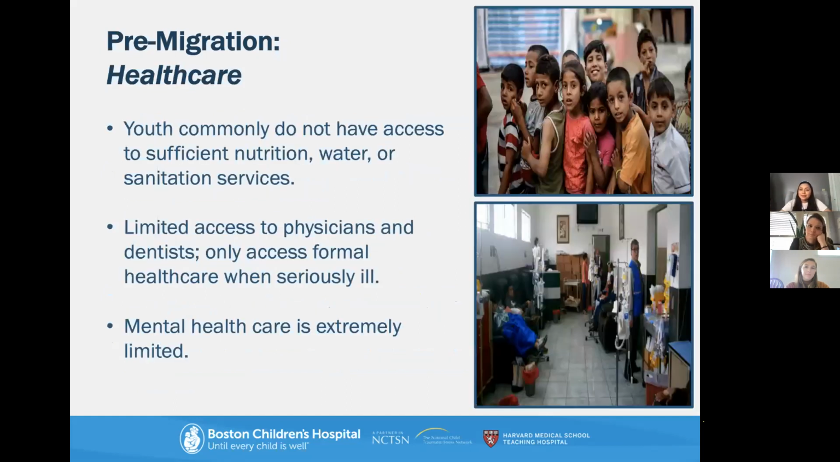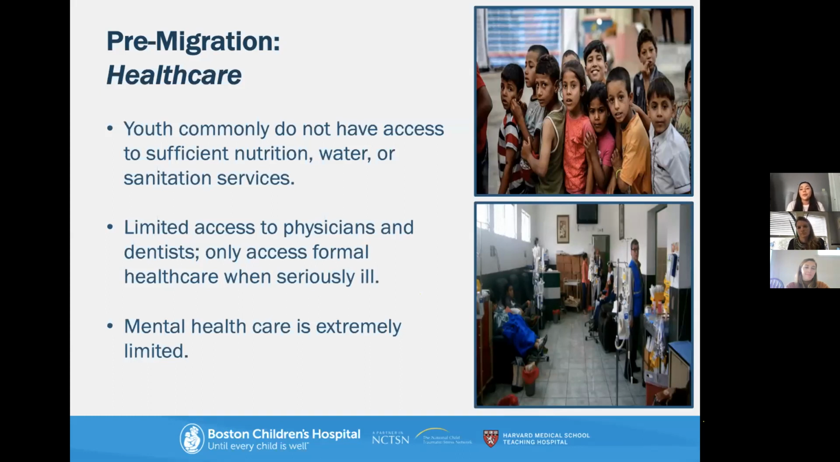Next slide, please. And if we talk about healthcare, I didn't even know what healthcare was when I first arrived. Youth don't have access to sufficient nutrition, water, or sanitation services. If you live on $1.25 per day, do you think you're going to be worried about sanitation services? I don't think so. You're going to be worried about the water that you drink if you only have $1.25.